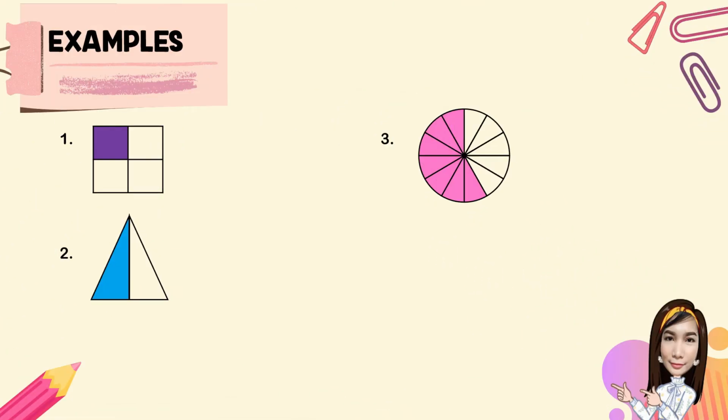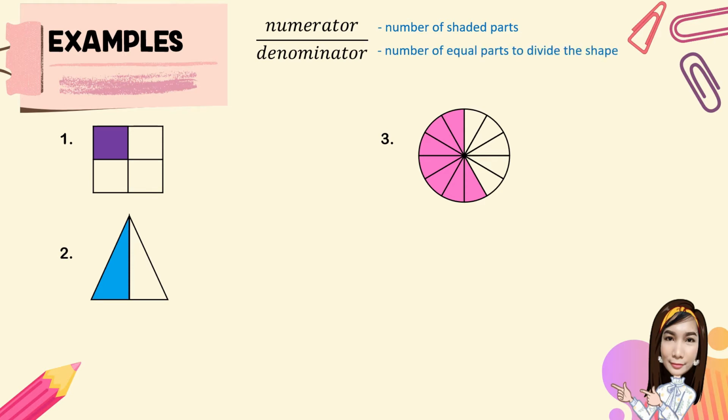The whole or set is divided into equal parts. That part taken from the whole or set is shaded or marked and represented by a number called fraction. So we have the numerator divided by the denominator. The numerator is the number of shaded parts, and the denominator is the number of equal parts to divide the shape. Now let's have the following examples for you to understand.